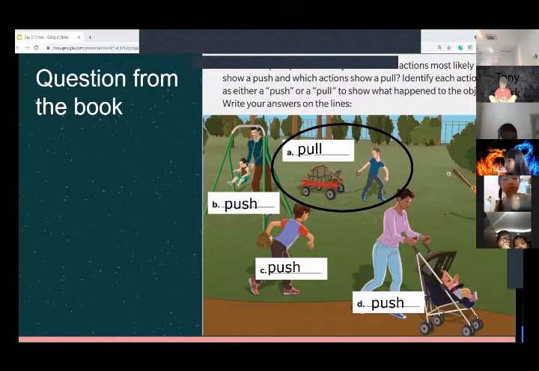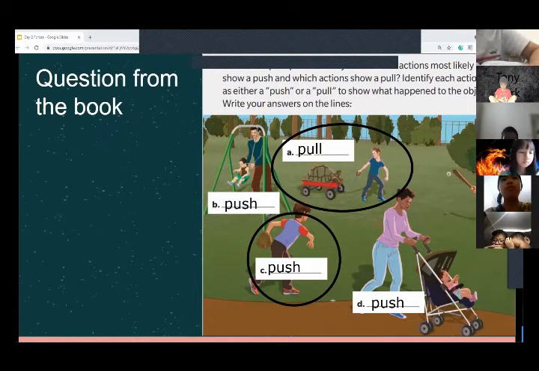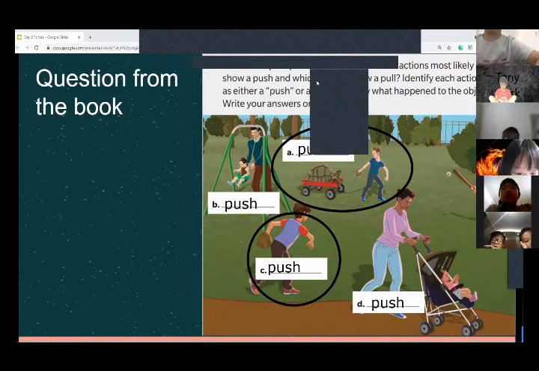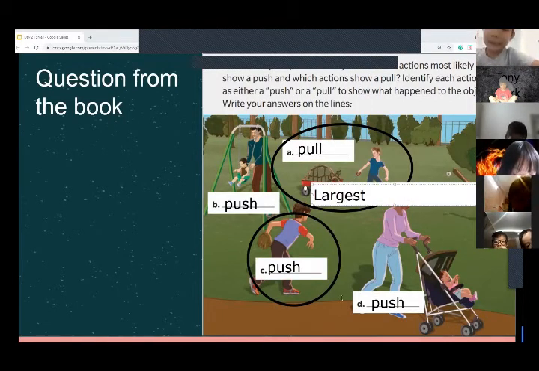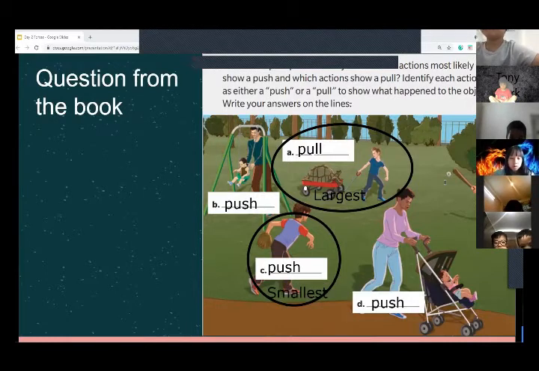And what do you guys think took the least amount of force, the smallest amount of force? Tony, what do you think? A, B, C, or D? C? I would agree. C probably took the smallest. I can write this down to make it a little easier to see. So this one took the largest force, and this one probably took the smallest force. That's because the baseball is super small.